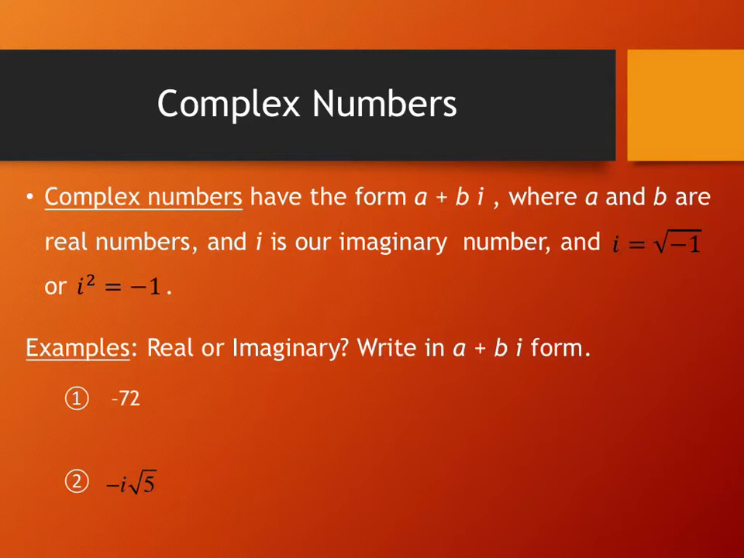Our first two questions here are to decide if the number given is a real number or an imaginary number, and then to write it in complex form, a plus bi. So what do you think? -72. Is it a real number or an imaginary number? It's a real number. What do you think? -i square root 5. It's imaginary.